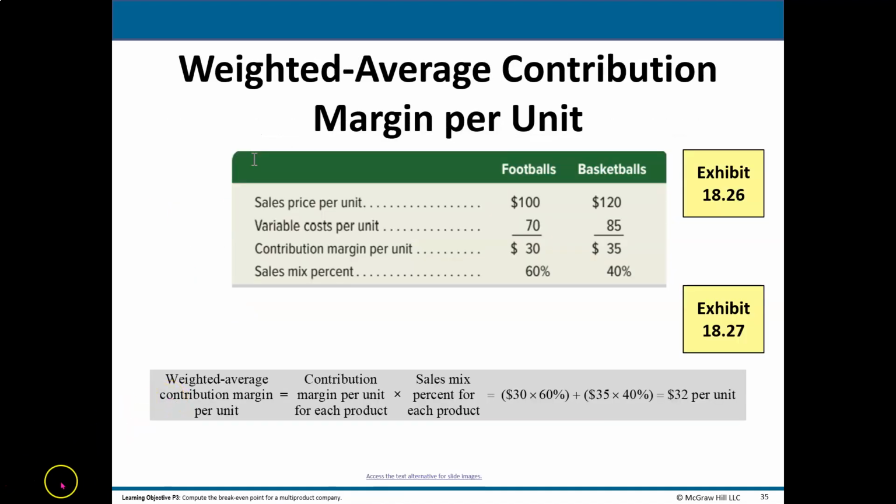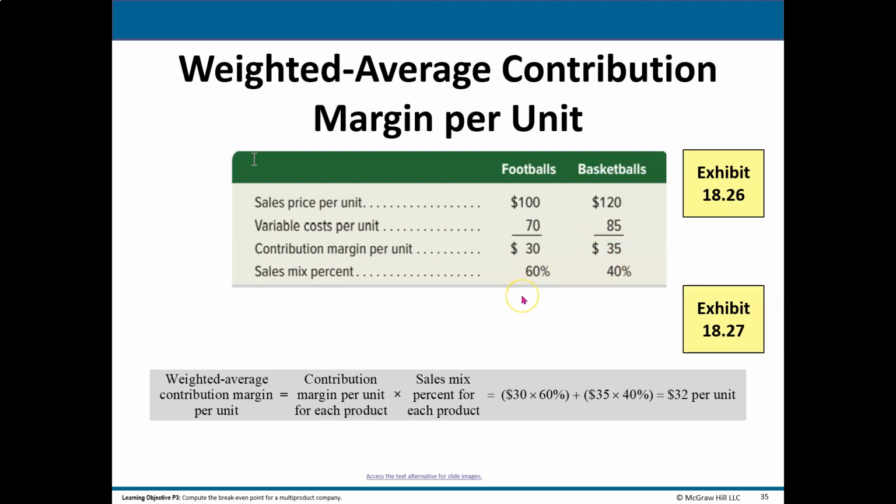So now, whenever we have a mix of products sold, the break-even point can be computed with a weighted average contribution margin per unit. The weighted average contribution margin per unit is going to be calculated as such. We're going to calculate the contribution margin per unit for each item that we sell. Remember, we used footballs before, early in this session, with a contribution margin per unit of $30. But now we're going to introduce our basketballs. Our contribution margin per unit for basketballs is $35.